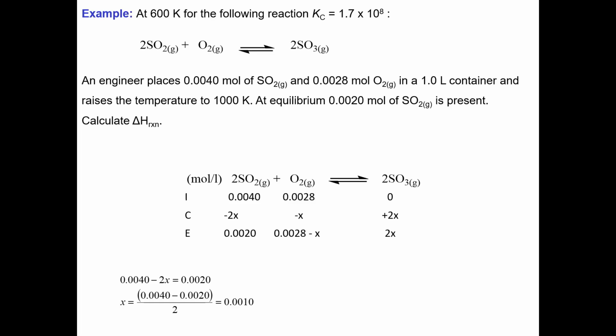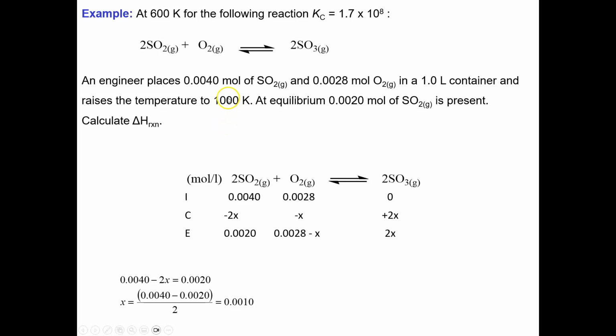The problem continues. An engineer places 0.004 moles of SO2 and 0.0028 moles of O2 in a 1 liter container and raises the temperature to 1000 Kelvin. It's important to realize that to begin with, there are no products present. At equilibrium, 0.002 moles of SO2 is present. Calculate the enthalpy change for the reaction.